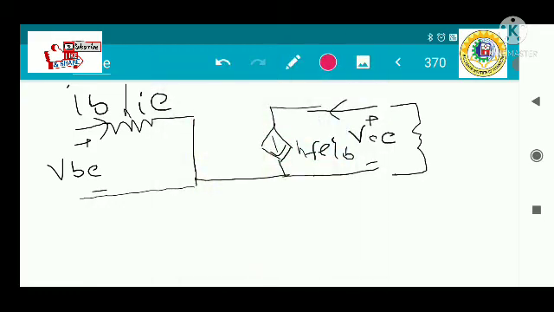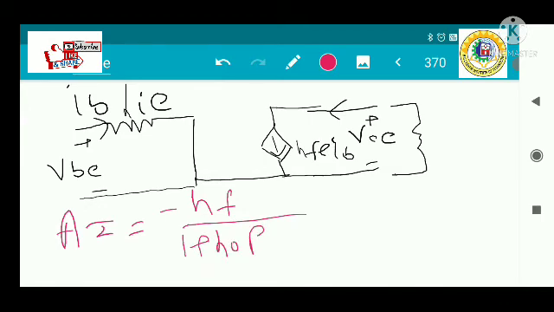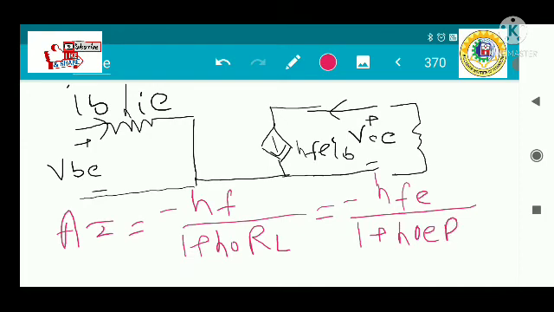Now, if you want to calculate the current gain, previously the equation for the current gain is HFE divided by 1 plus HOE into RL. In this equation I am considering HOE here, but you can ignore HOE if it is said that you can ignore the early effect.